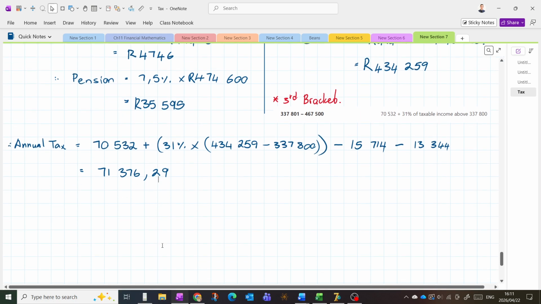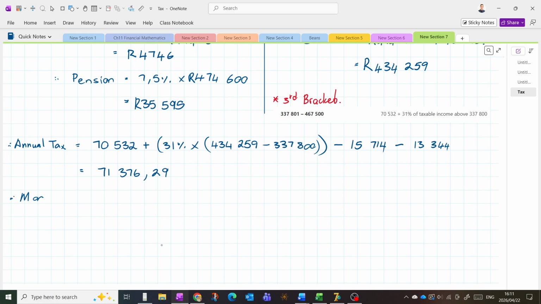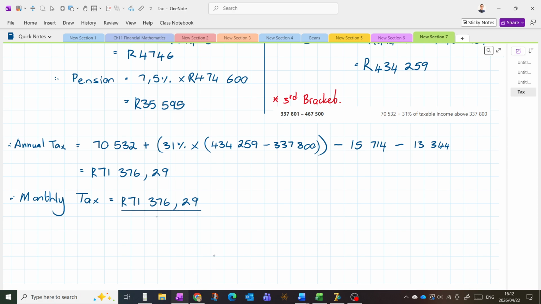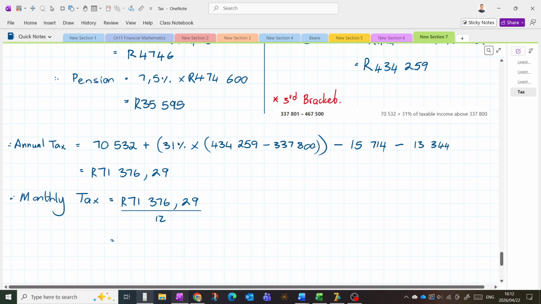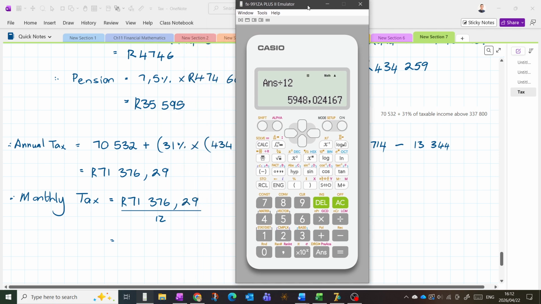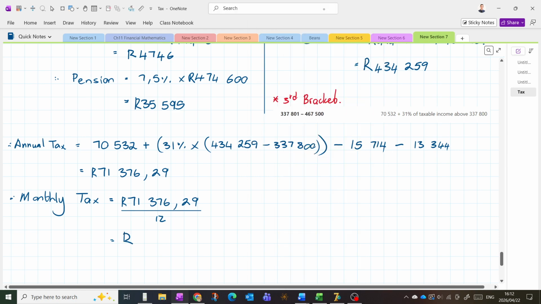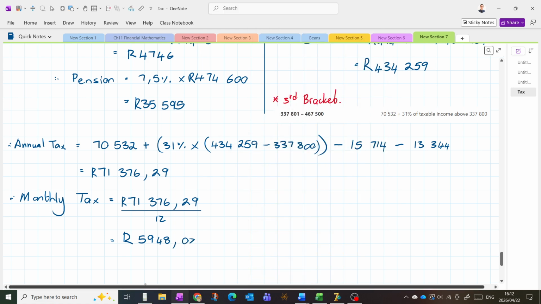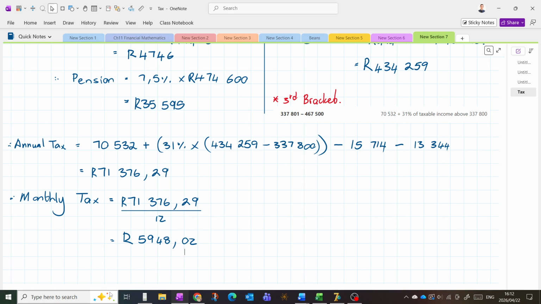So lastly, his monthly tax is going to be this amount divided by 12. 5,948 Rand and 2 cents, rounded to 2 decimals. And that's his monthly tax.